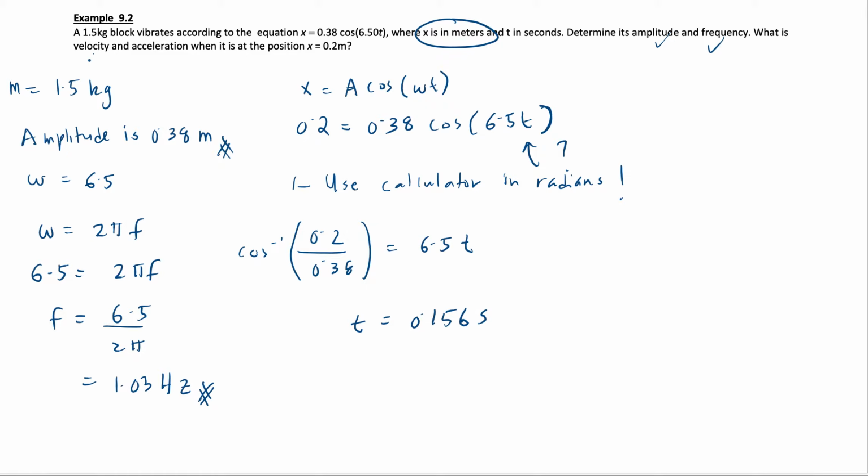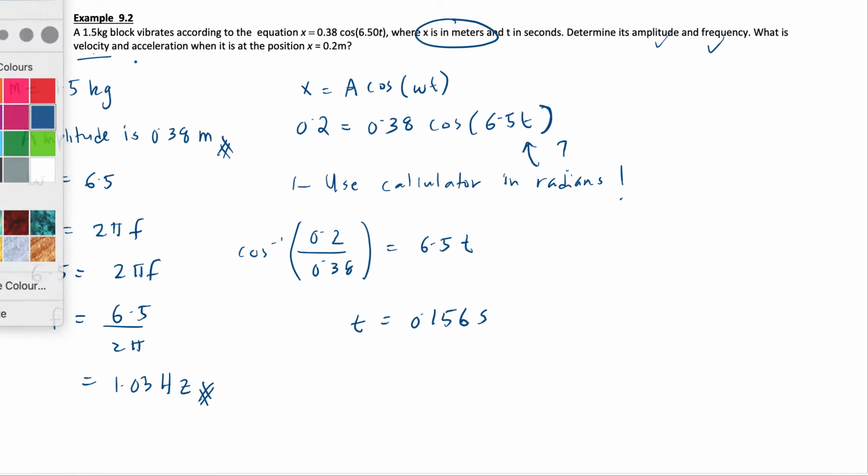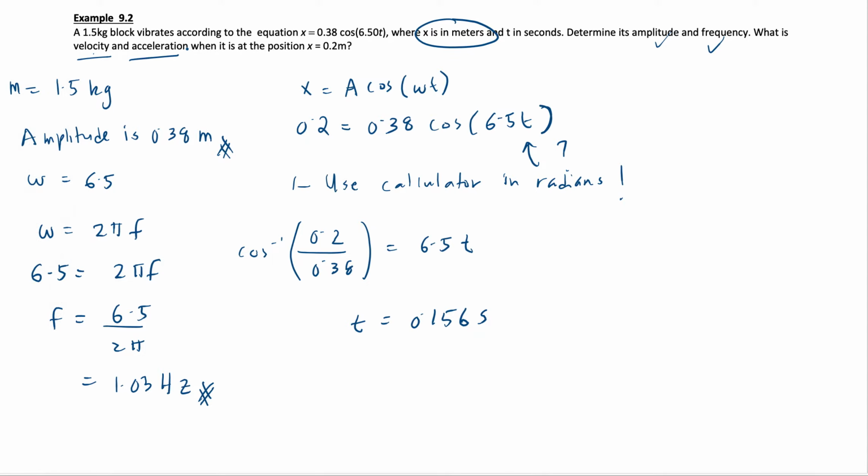Now, I want to know what is the velocity and acceleration at this particular time as well. So I need to find my v equation, I need to find my a equation, and then I need to substitute my t so that I can find out what is my velocity and what is my acceleration. So the equation for v is, if you want to derive it, you can. If you want to just memorize it, that is the best, because you won't get it wrong.